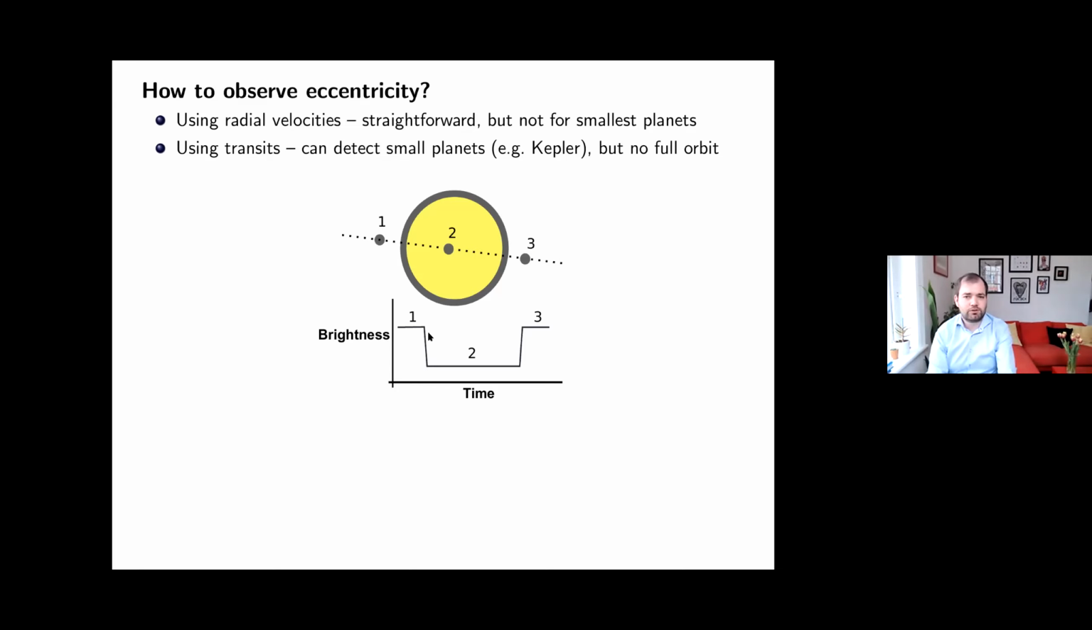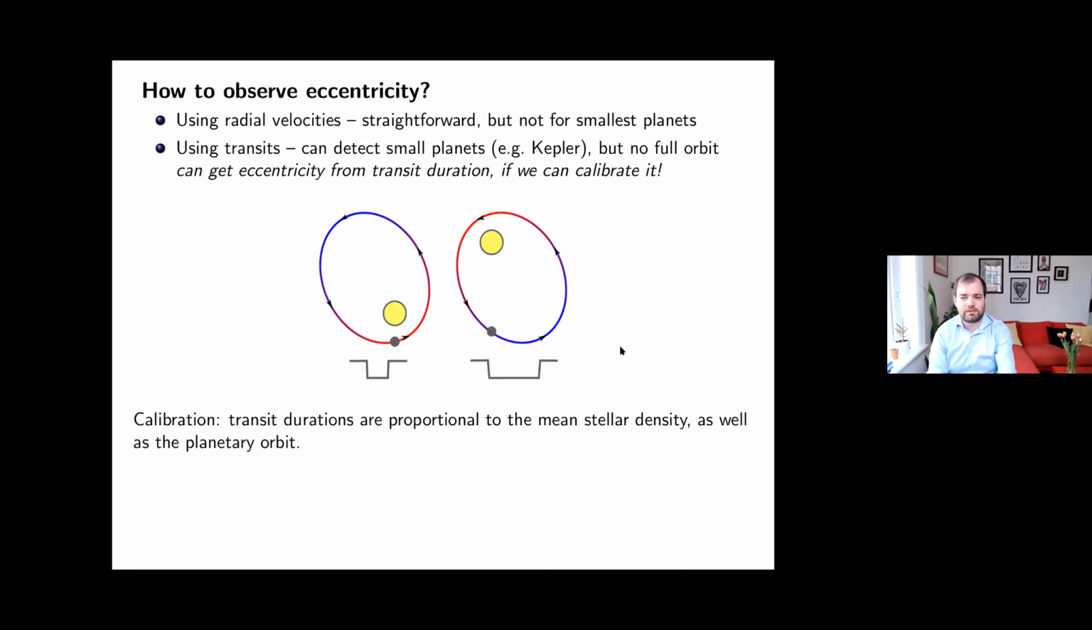So there are some ways forward here, and the most obvious way forward here is to actually use the duration of this transit to derive information on the shape of the orbit. And so the basic concept is illustrated here. So if you have a very eccentric orbit, for example, then depending on where your transit happens on that orbit, you might have a very long or a very short transit.